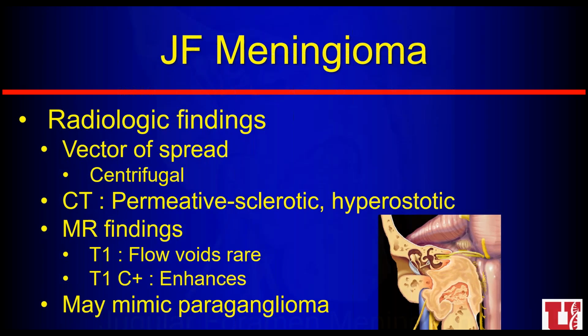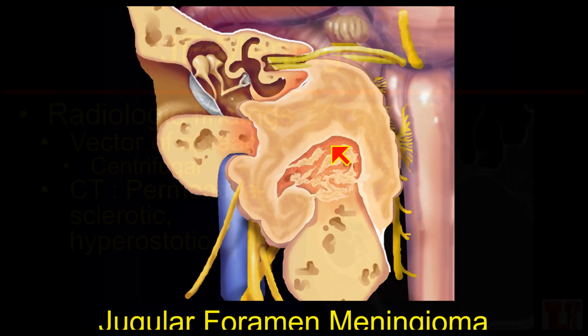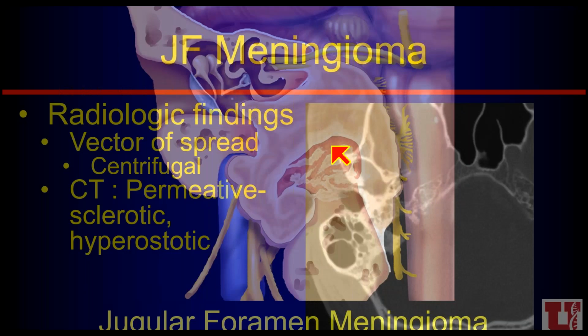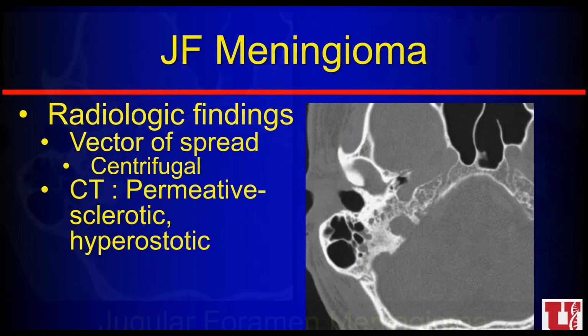So here's a coronal graphic of a jugular foramen meningioma. So it extends in all directions. We see dural tails, and we might see increased density to the adjacent bone. So that vector of spread for a meningioma is in all directions. The CT findings are permeative sclerotic, so we might see increased density to the bones around the jugular foramen if we have a jugular foramen meningioma at that location. So here's an axial bone algorithm CT, and we see increased density to the bones around the jugular foramen.